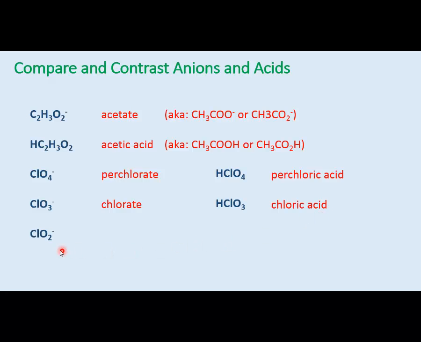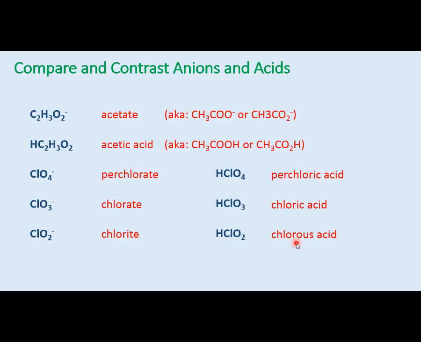If I had 1 less oxygen than the ate form, we'd go to ites. So chlorate goes to chlorite once we have only 2 oxygens present. Notice the charge is the same in the whole series. So this is chlorite. And if we have the acid form, we need 1 hydrogen in front, just like we saw in the rest of the series. So this one goes from an ite to an ous. So I would call this chlorous acid. Remember, ates go to ics. We keep a prefix if there's 1 there. And ites go to ous's.